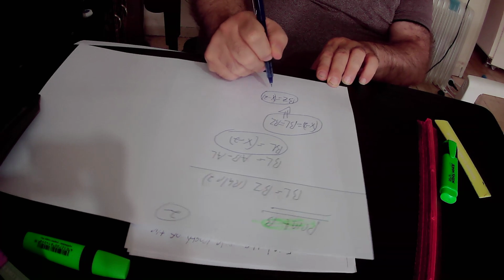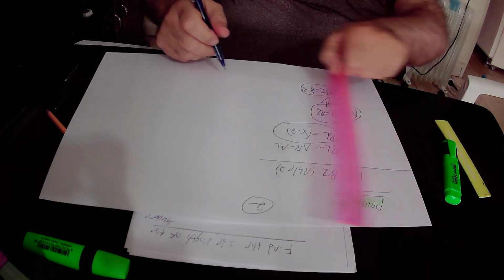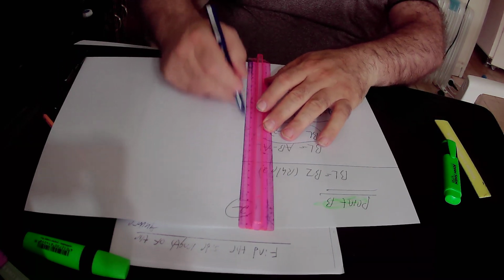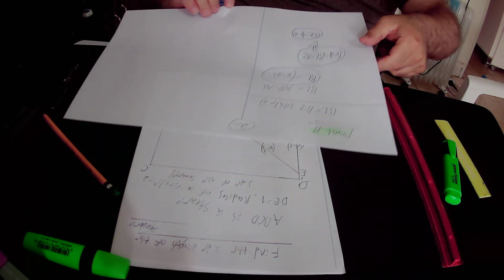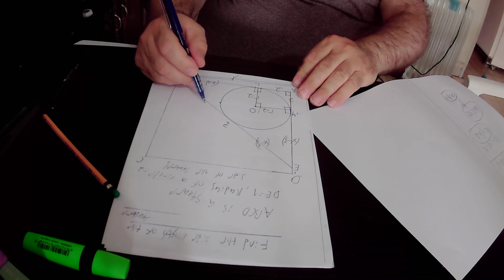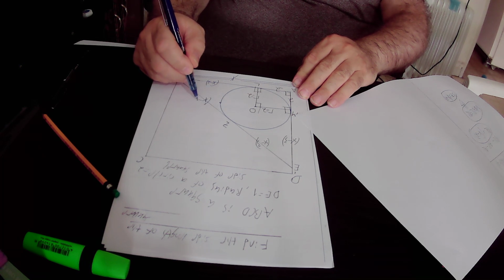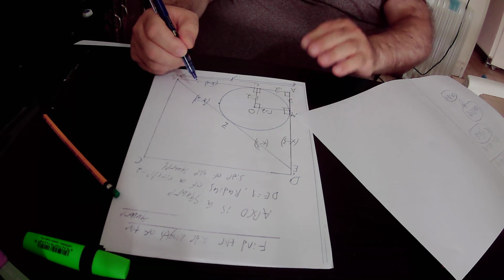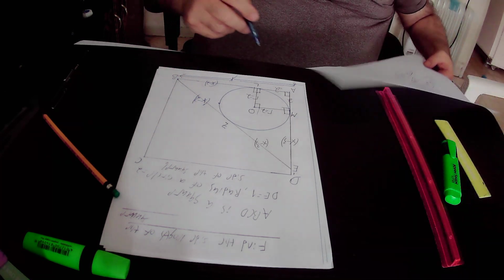BZ equals x minus 2. Here, BZ is also equal to x minus 2. What is the length of line segment AE?